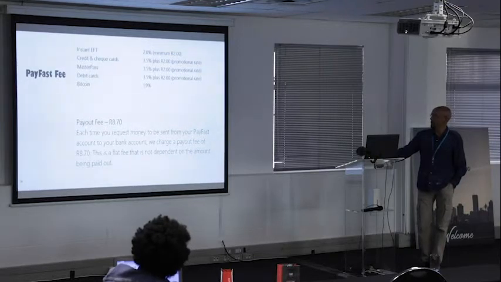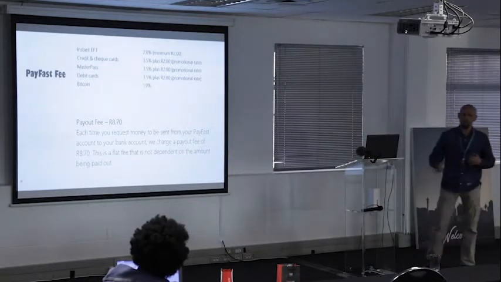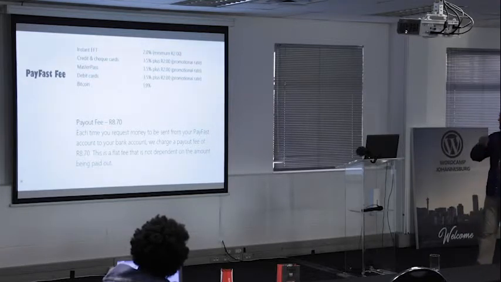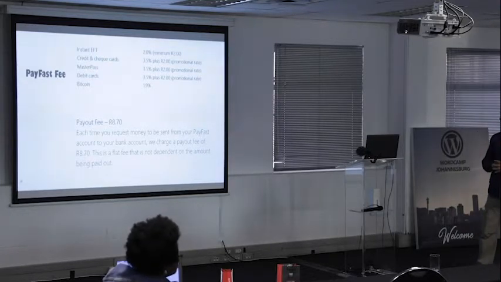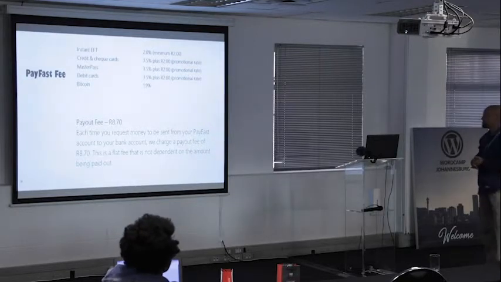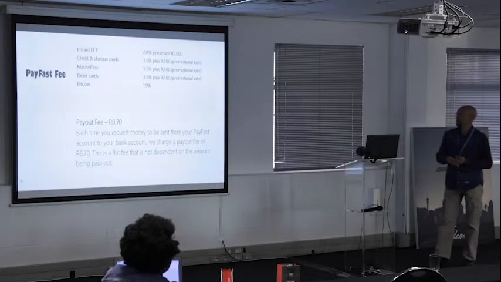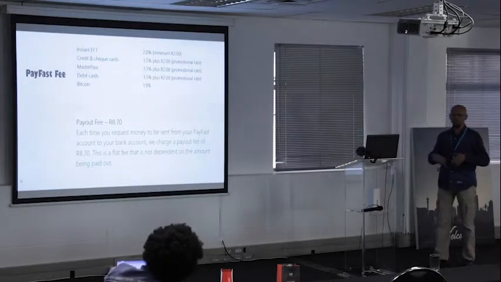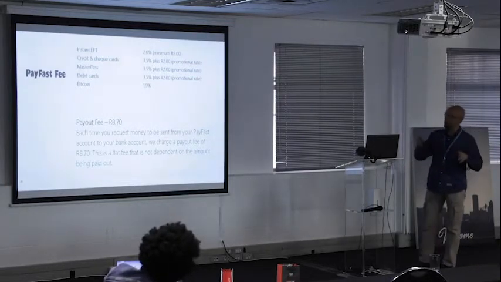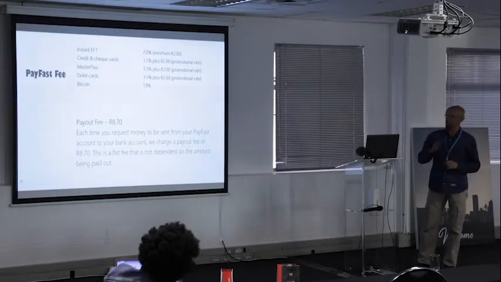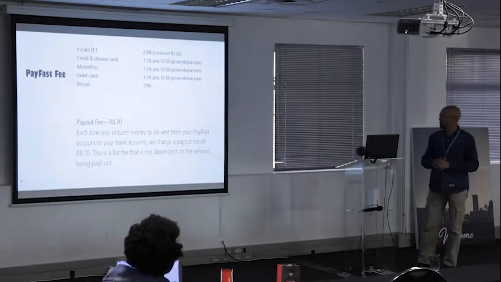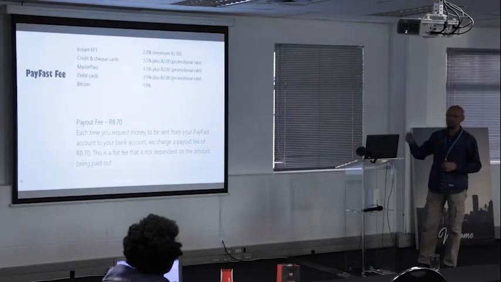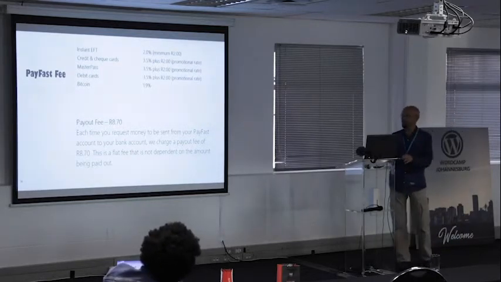And then a payout fee. So if you decide, now I've got my money in my PayFast account, but it needs to be in my bank account now, you can just withdraw that money in your dashboard. For each withdrawal, you pay 8.70 plus VAT. You can also set up scheduled payments in your dashboard. So if you decide every month the money in my PayFast account needs to be paid over to my bank account, you can set it up to pay on a monthly basis. It doesn't make sense to pay the money over into your bank account every time you make a sale, because you pay 8.70 plus VAT for each and every payout.